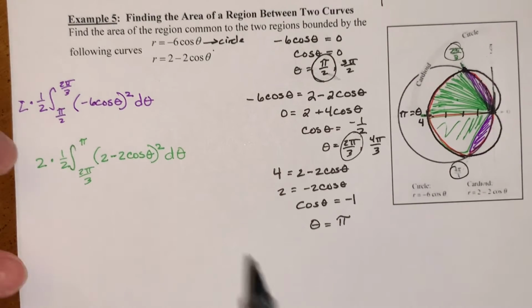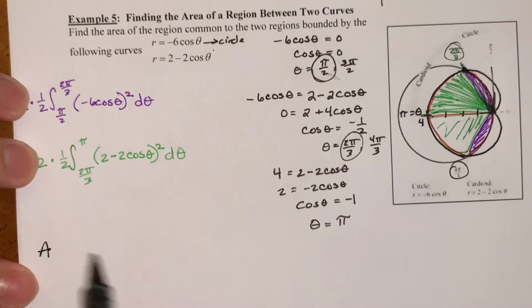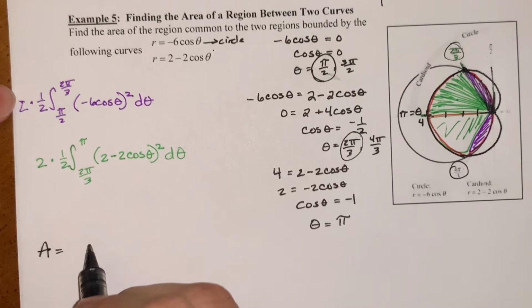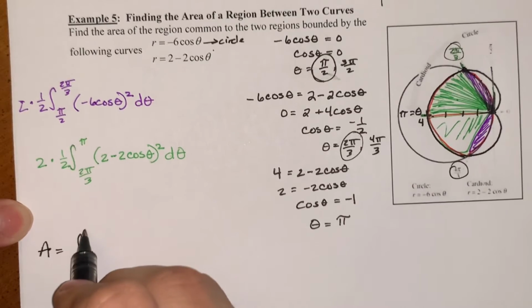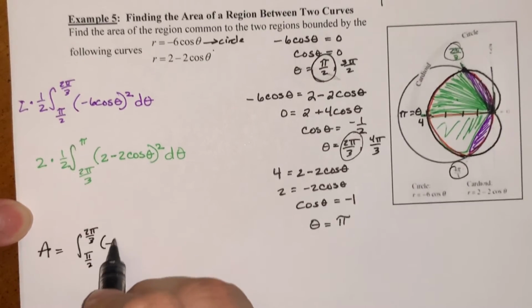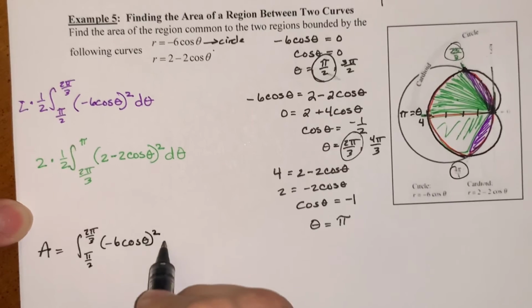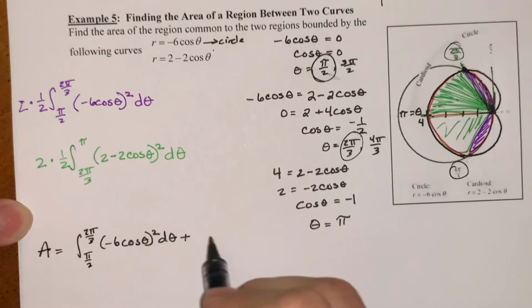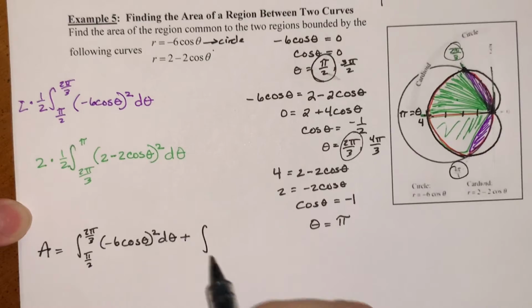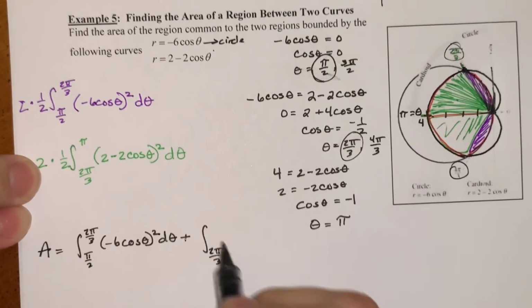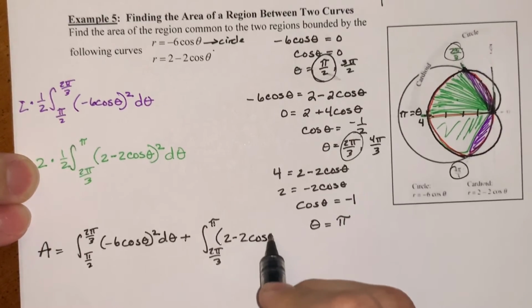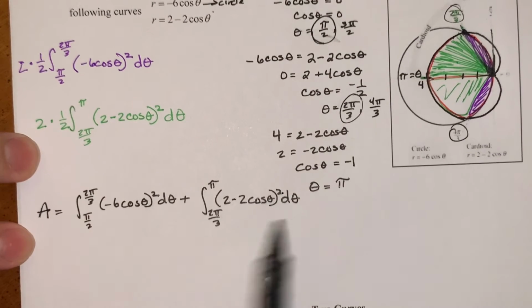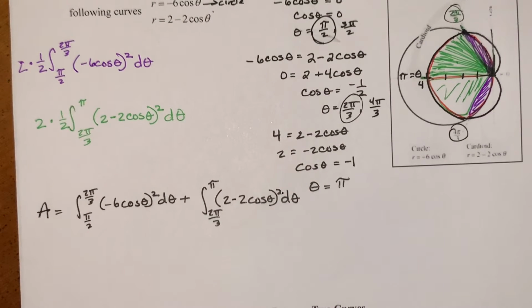So now if I went ahead and set up my integral, the area of the region is going to be, the 2 and 1/2 cancel. So it'll just be the integral from pi over 2 to 2 pi over 3 of -6 cosine of theta squared d theta, plus, I hope I don't run out of space, the integral from 2 pi over 3 all the way up until pi of 2 minus 2 cosine of theta squared d theta. All right, so that's going to be the setup of my integral.